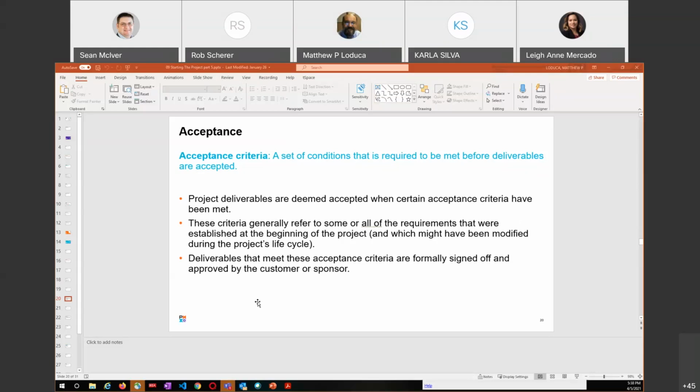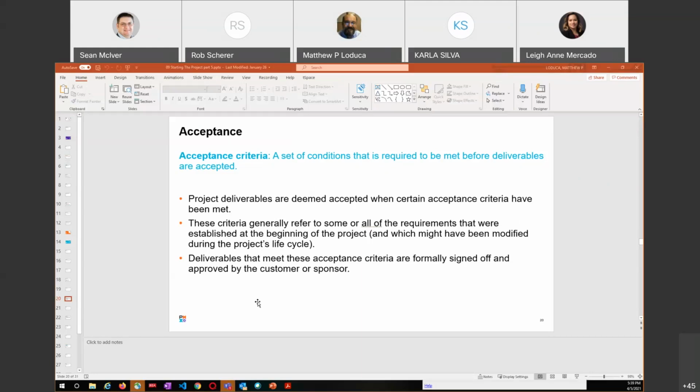And if it's not defined well up front, you could meet a faulty acceptance criteria and it gets accepted, and it really doesn't deliver what the customer wanted. So it's important to make sure that that's correctly identified at the front of the project. These criteria generally refer to some or all of the requirements that were established at the beginning of the project, and which might have been modified during the project's life cycle, which happens too.